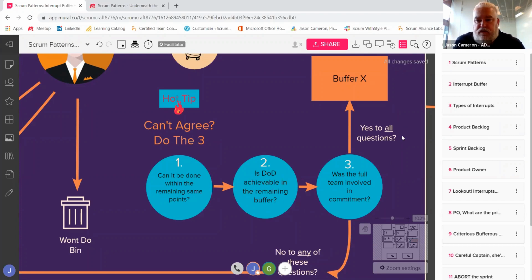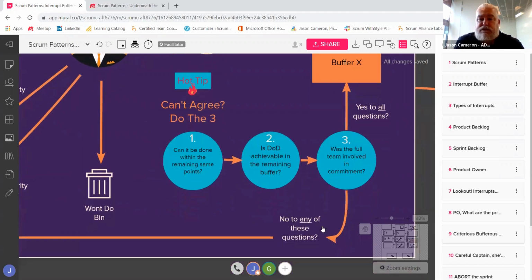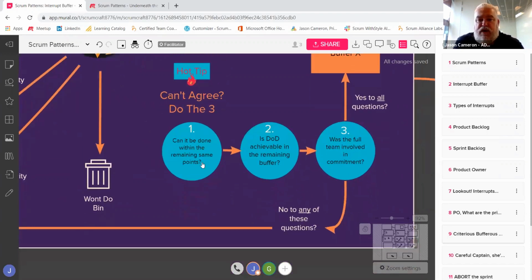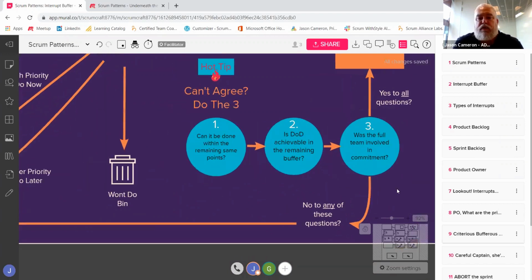Now the golden rule here, and this is the most important bit, is that if it's a yes to all of these questions, let's give it a go and we'll learn. If there is a no to any of these questions, so can it be done within the remaining points? Is the definition of done achievable within the remaining time? And was it just a developer that made that decision, or was the tester involved as well, or the BA? Whoever it might be in the team for your context. If the answer to any of these three questions is no, pop it on the backlog.